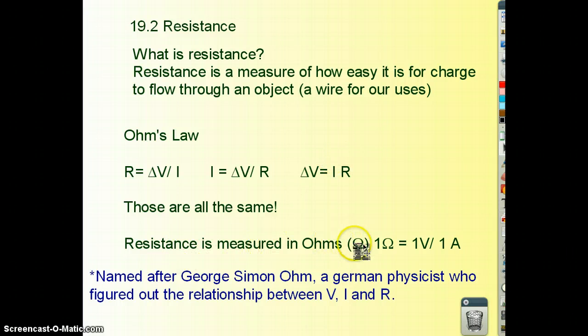Resistance is measured in ohms. That little horseshoe thing is the Greek omega. So 1 ohm is equal to 1 volt per amp. And it's named after Georg Simon Ohm, a German physicist who figured out, of course, Ohm's law. It's his law.